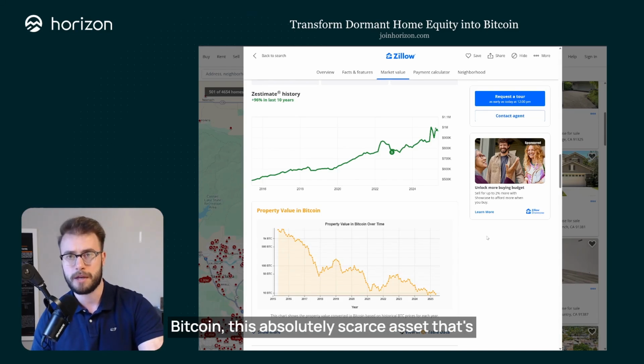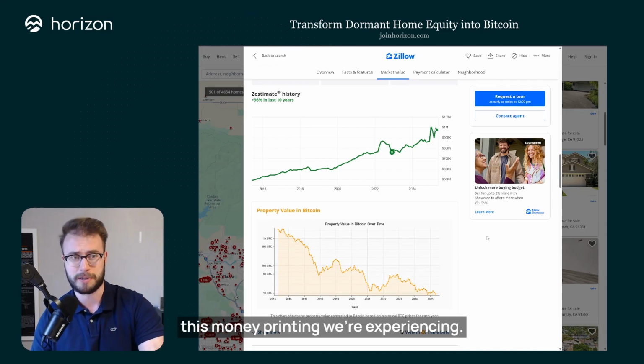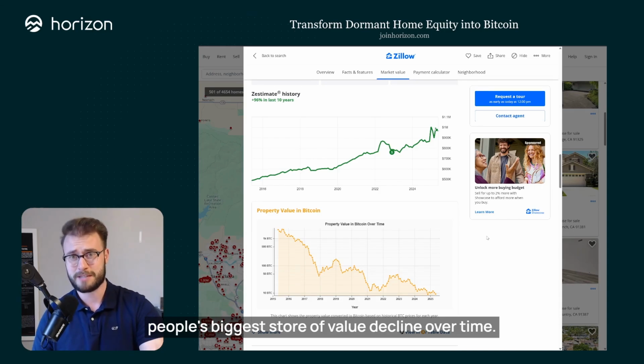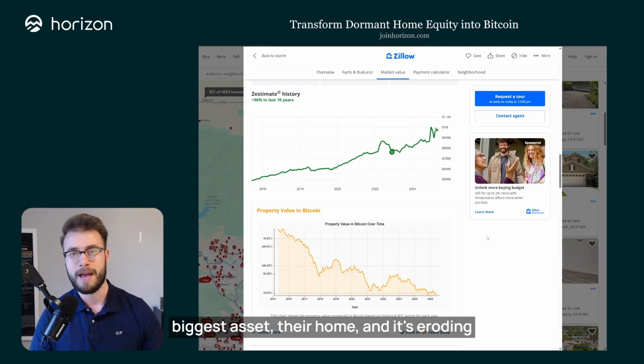Bitcoin, this absolutely scarce asset that's designed to appreciate because of all of this money printing we're experiencing, makes home values, which historically have been people's biggest store of value, decline over time. And so for the average homeowner, what does that mean? That means people are sitting on their biggest asset, their home, and it's eroding away when denominated in Bitcoin.